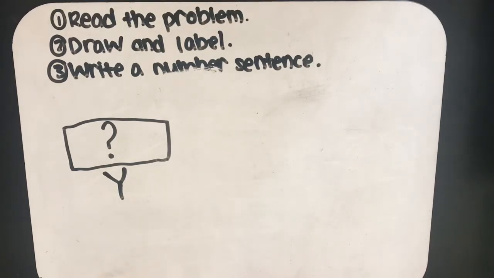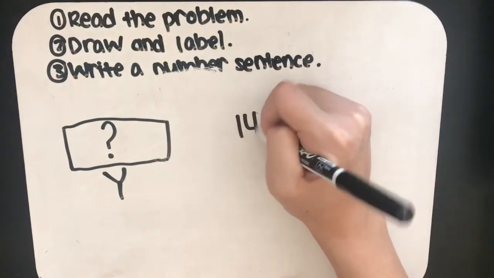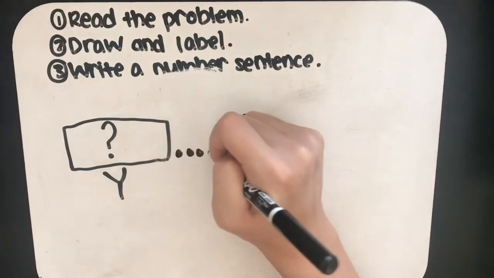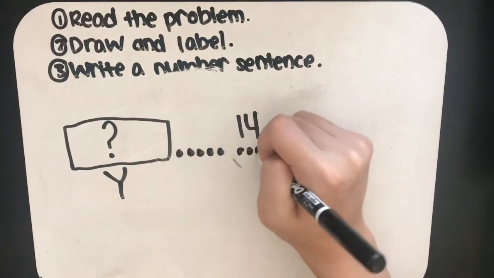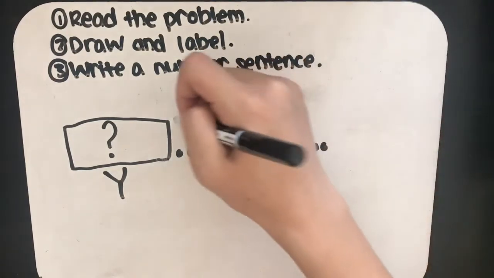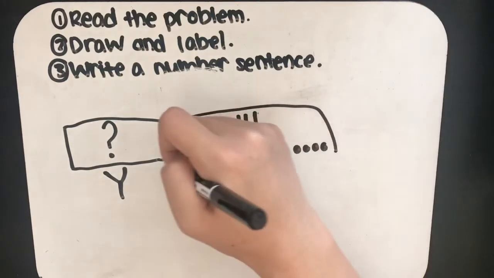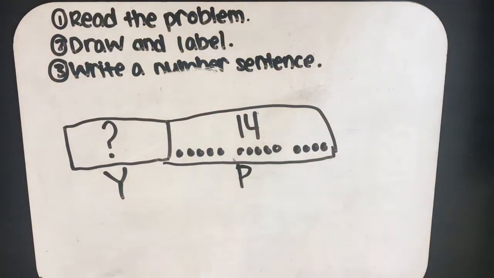Then she put 14 purple beads on the bracelet. So we can put 14. 1, 2, 3, 4, 5, 6, 7, 8, 9, 10, 11, 12, 13, and 14. And we'll put the letter P for purple. Then there were 18 beads.